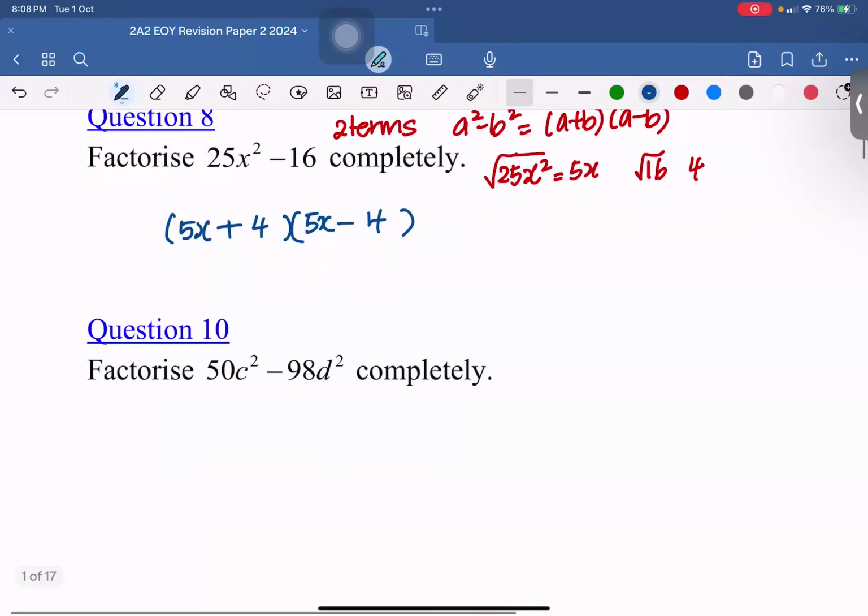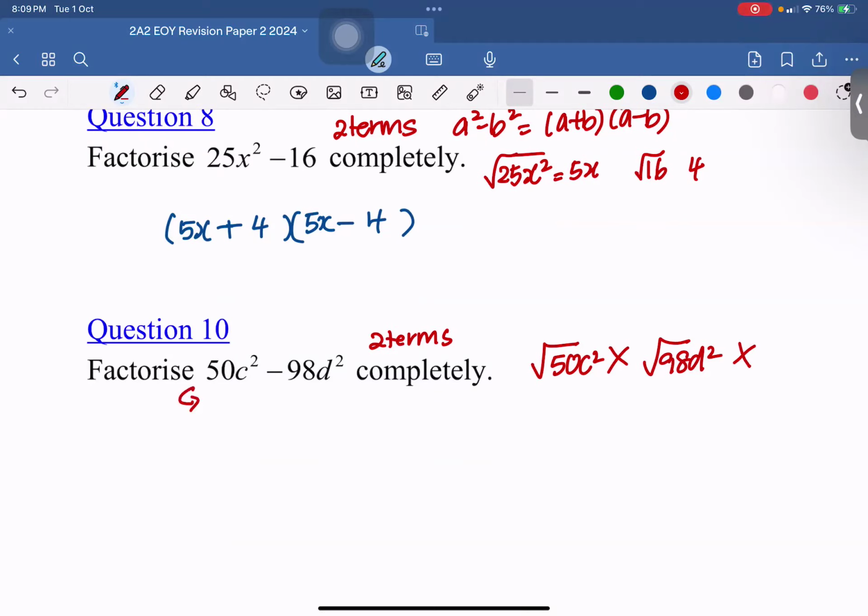All right, another question. This is also 2 terms. We also want to use the same special product. But I noticed I cannot take the square root of 50c squared. I also cannot take the square root of 98d squared. So in this case, must check for common factor. We check for the common factors available, and then we take out the common factor.